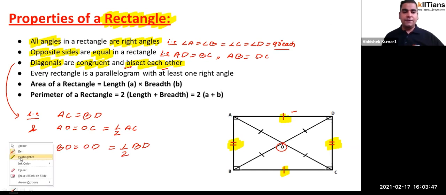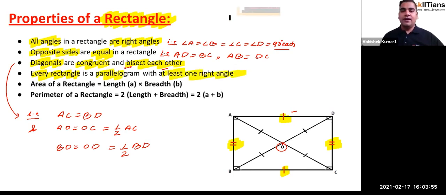Okay, if you move to property number 4, it says every rectangle is a parallelogram with at least one right angle. I told you, rectangle is a special case of parallelogram, or you can say it's a special type of parallelogram in which at least one angle, meaning minimum one angle, must be 90-degree. And if in any parallelogram at least one angle is a right angle, then all the angles will automatically be right angles. What's the reason behind it?